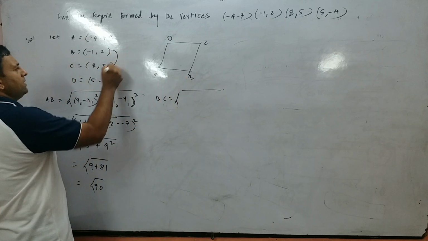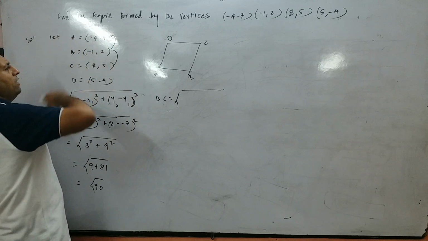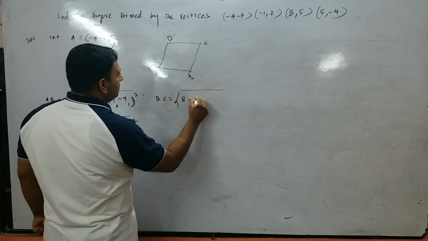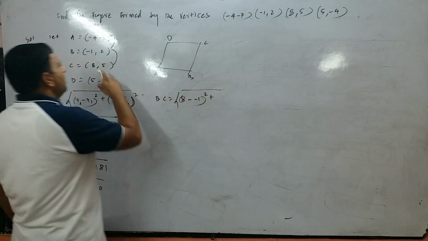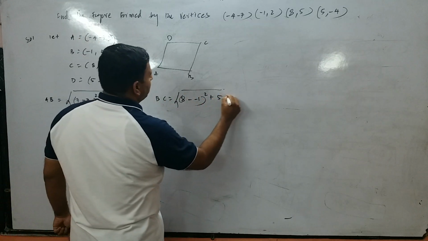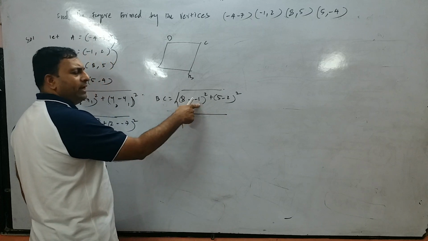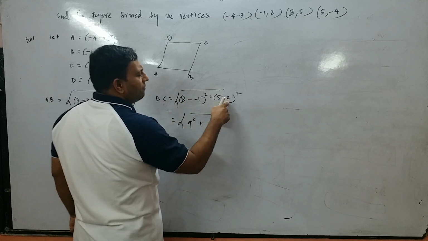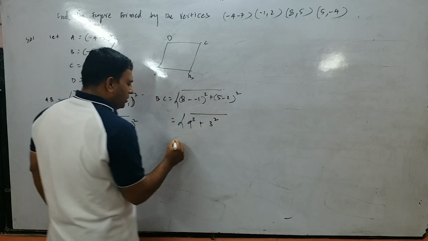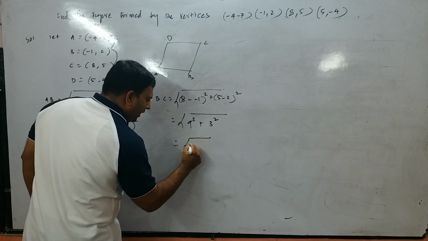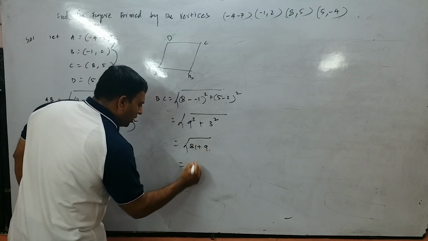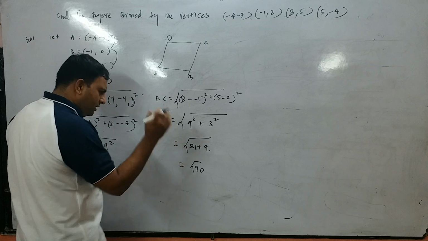What is distance BC? These two things are involved. Earlier these two things were involved. 8 minus 1 whole square plus 5 minus 2 whole square is equal to under root of, what is 8 minus 1? 9 whole square. 5 minus 2 whole square is what? 3 square. So it is under root of 9 square, 81 plus 3 square, 9. It is under root of 90. What you got is distance BC.